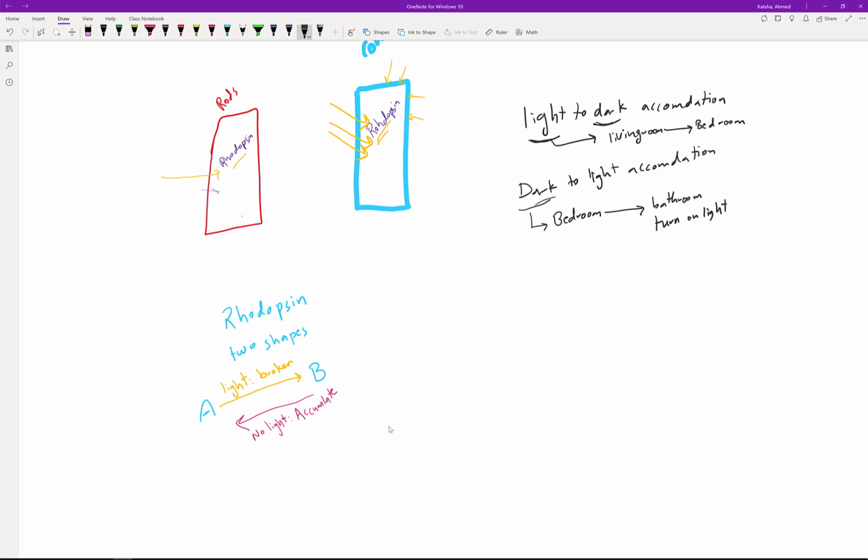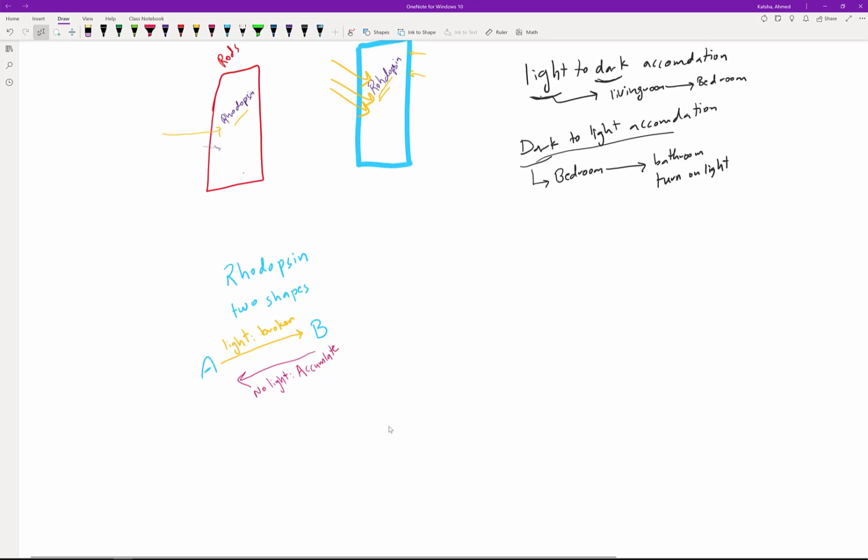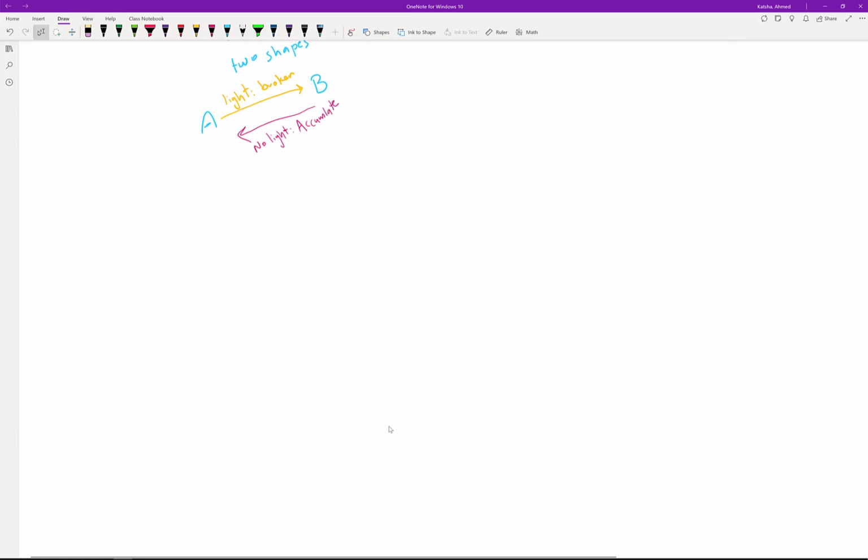So that is the dark to light accommodation and light to dark accommodation. To understand them, we need to analyze the situation of both rods and cones and their rhodopsin in those two conditions. So let's start with the light to dark accommodation. Again, this means that we are in a bright light moving to a dark light or dim light.